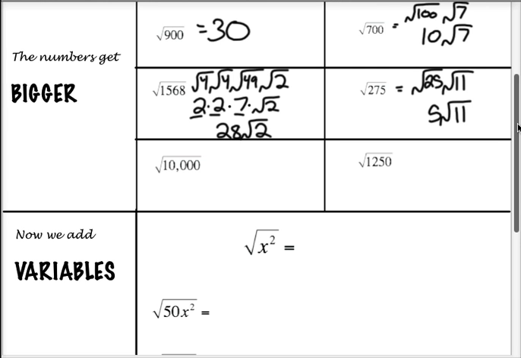Now, square root of 10,000. You typed it into the calculator. Actually, that turns out to be a nice one. That turns out to just give you 100. And square root of 1,250, well again, it's a number ending in 50. So the first thing I'm going to do, I'm going to pull out a 25.